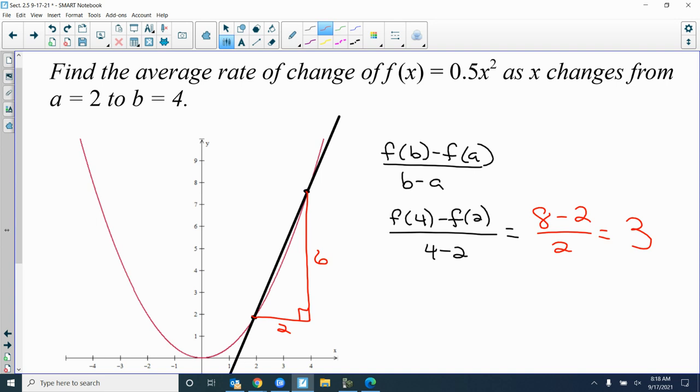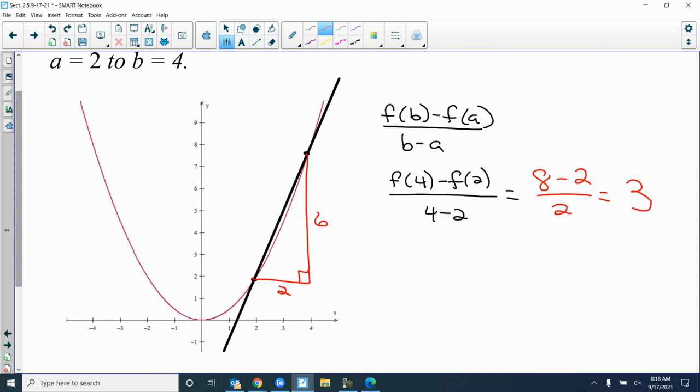So you're really measuring the difference between the y values, f of B minus f of A. You're really measuring the difference of the x values. Now, it's going to be different based upon what you pick for A to B. It's not always going to be the same. So if I said A is 2 to B is 6, that average rate of change is not going to be 3. It's going to be a different number. Okay, so don't assume it's always the same. It's not a linear function where it's going to be the same for each one.